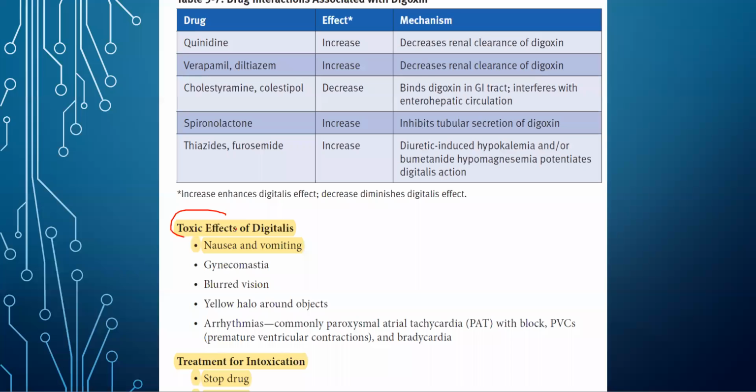What are the side effects or toxic effects of digitalis or digoxin? The most common side effect is nausea and vomiting. It can give gynecomastia, blurring of vision, yellow halos around objects, and it can give you almost every arrhythmia that you can think about. But most commonly, it gives paroxysmal atrial tachycardia and premature ventricular complexes. These are the most common arrhythmias given by digoxin toxicity.